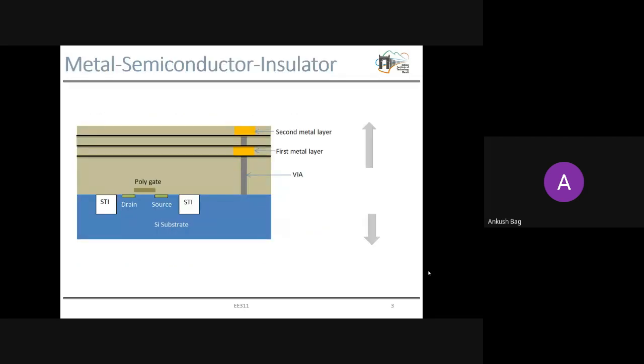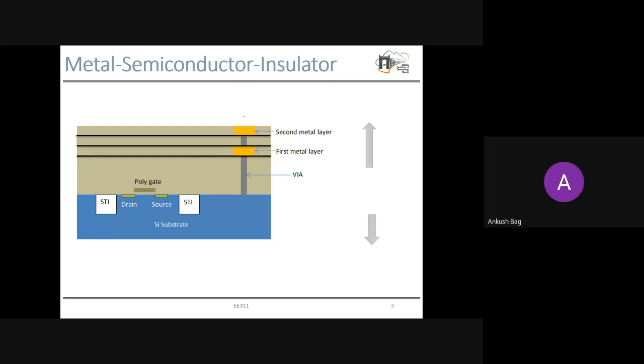Now this is, I think, a very interesting slide. As we know, in terms of conductivity, we can broadly categorize materials as metal, semiconductor, and insulator. This schematic is a representation of a very small part of an IC, an integrated circuit. You can see here.